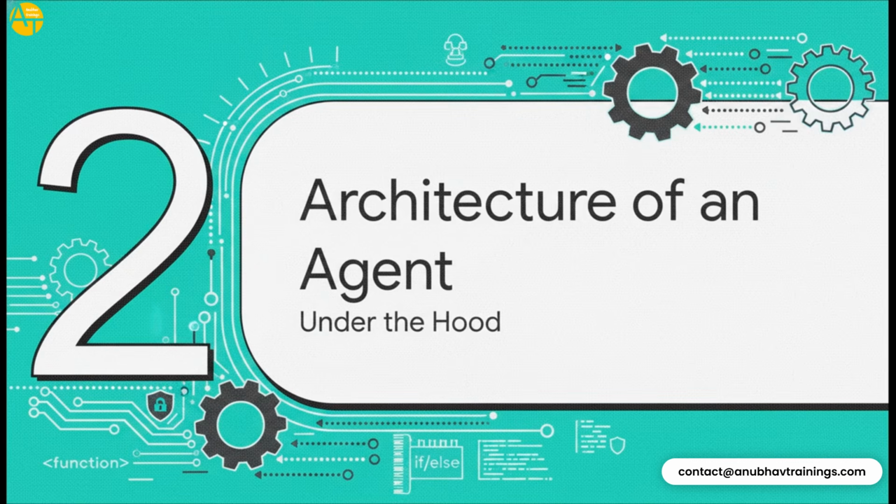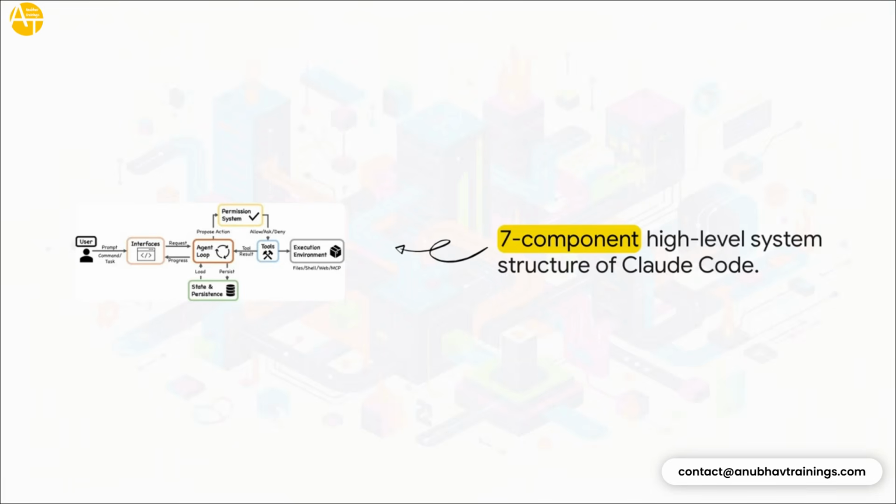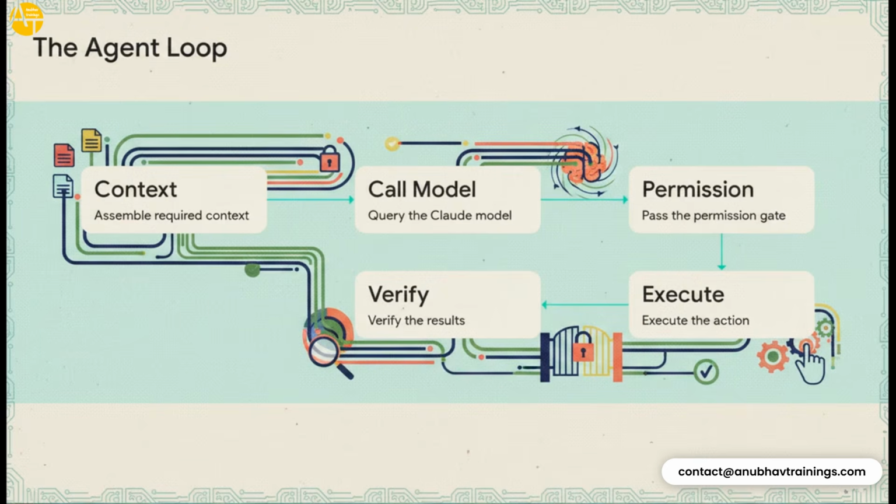Moving on to Section 2, Architecture of an Agent. Under the hood, how do you actually construct a system that can reliably act on its own without completely trashing a code base? Well, the recent academic deep dive by Shen and their team really pulls back the curtain on this. They mapped out a 7-component high-level structure of Claude Code. And the core of the system? It's actually shockingly simple. It's basically just a while loop that's surrounded by these massive, incredibly robust operational subsystems managing permissions, tools, and persistence.